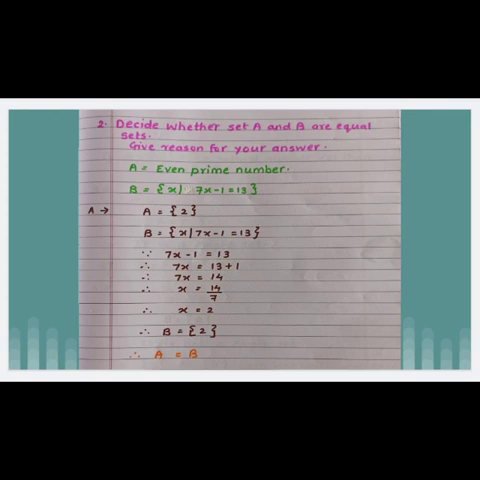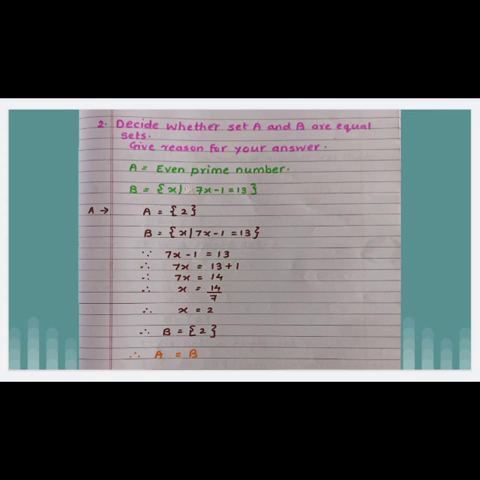Set A is equal to even prime number. Even prime number is 2. Hence in listing form we write A is equal to {2}. Set B is a set in which x is an element such that 7x minus 1 is equal to 13.